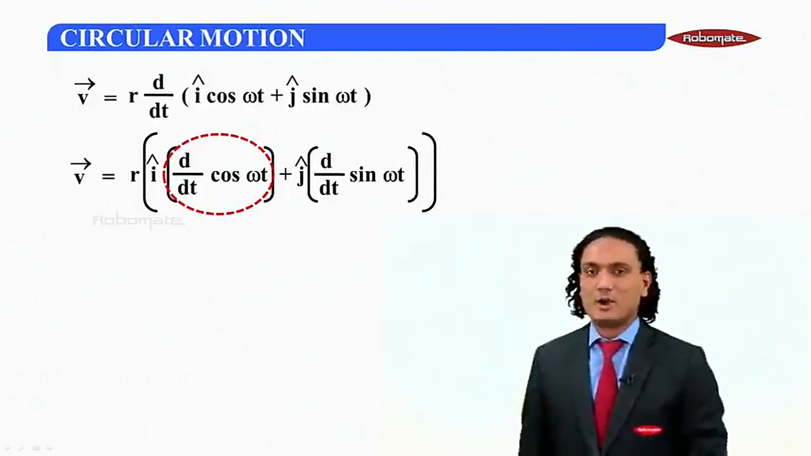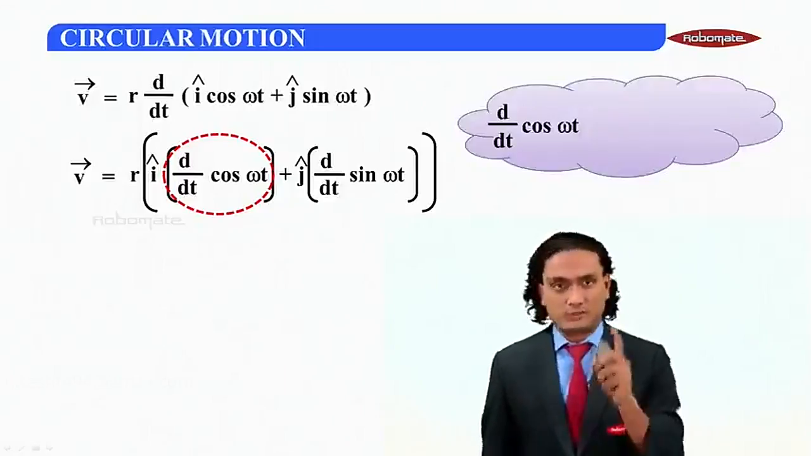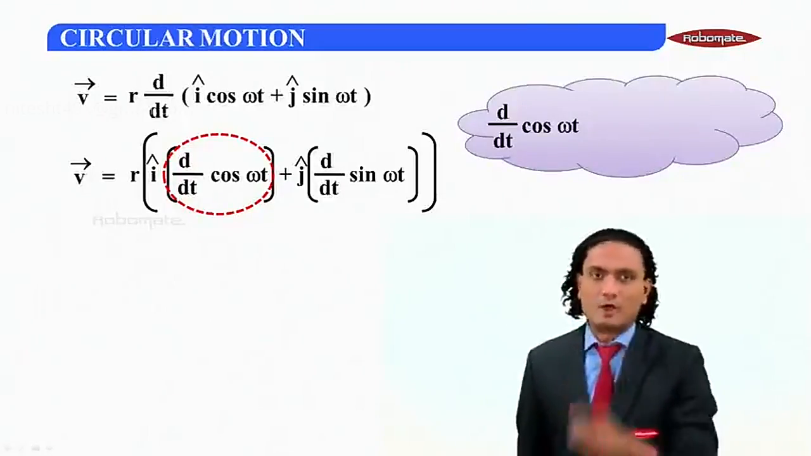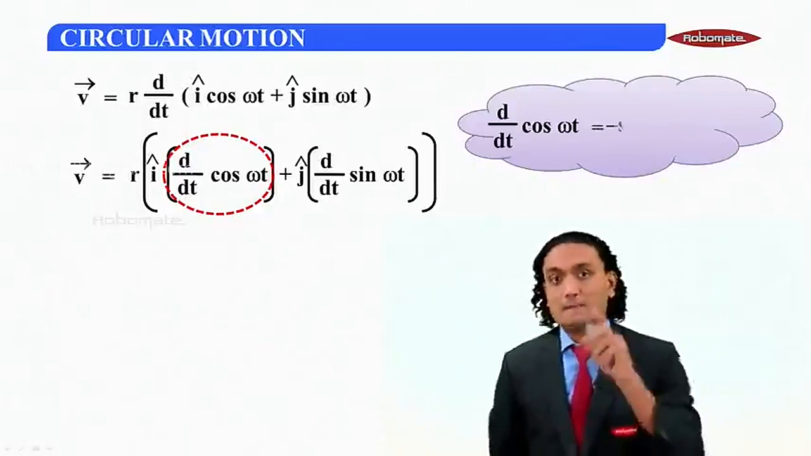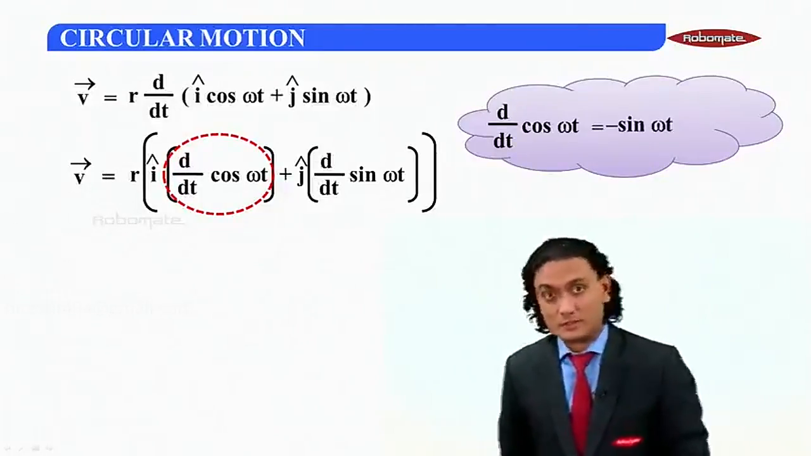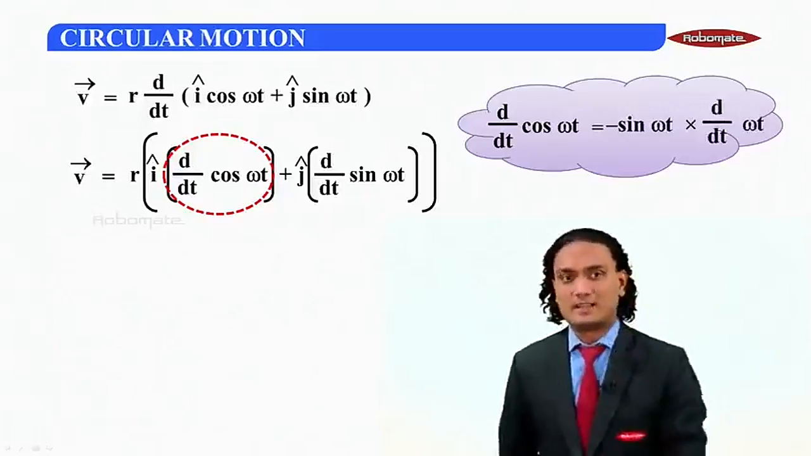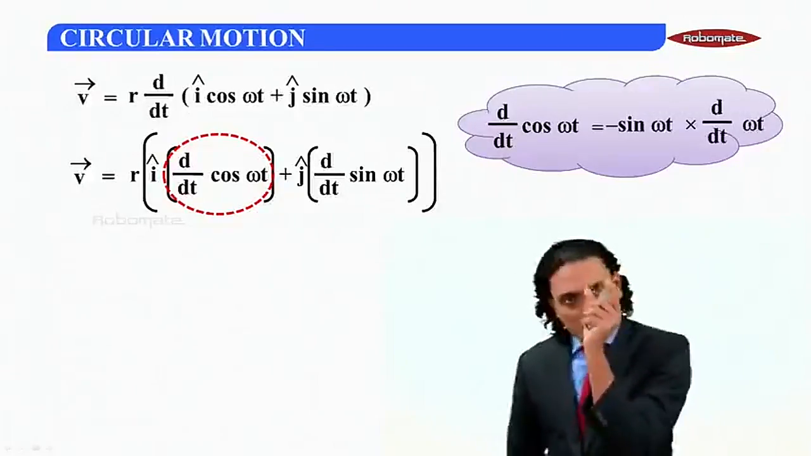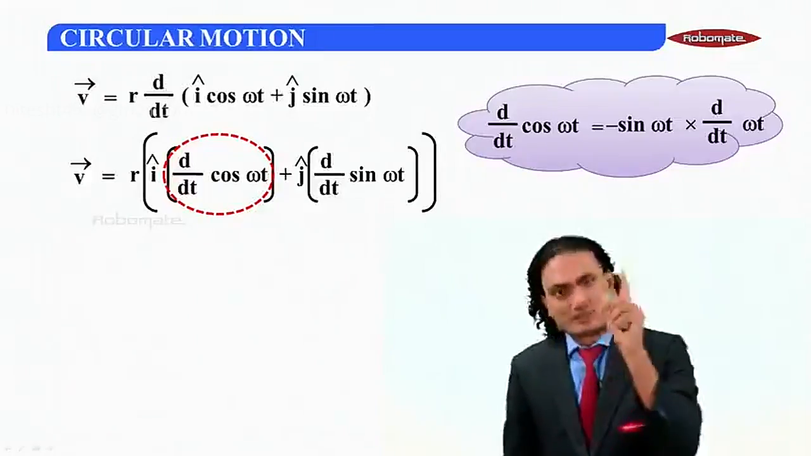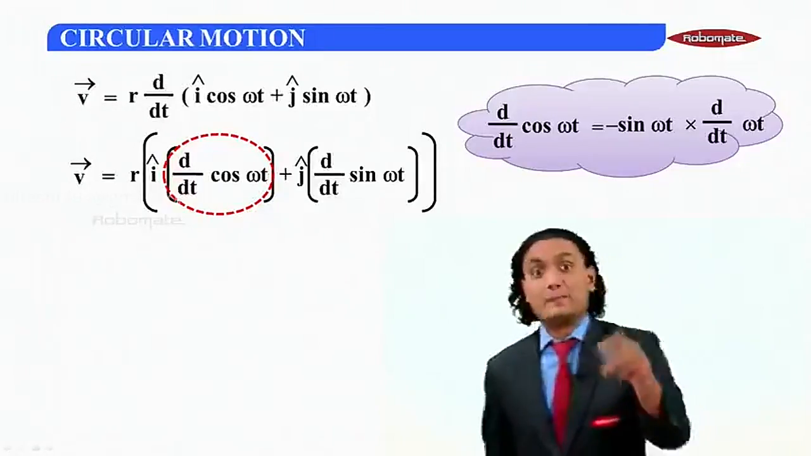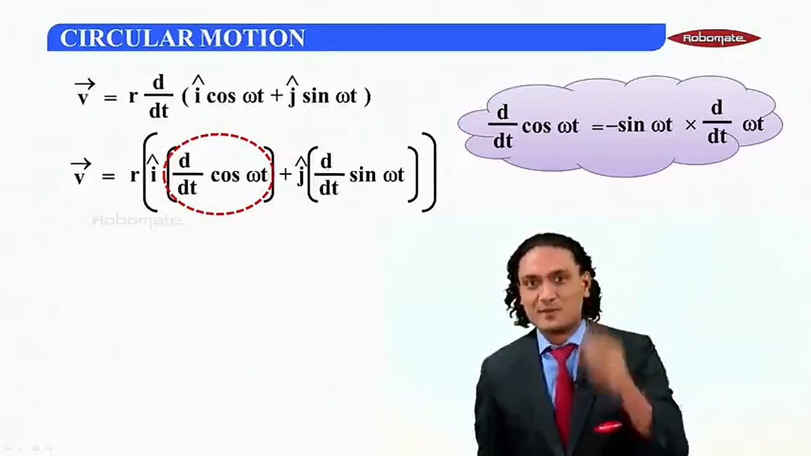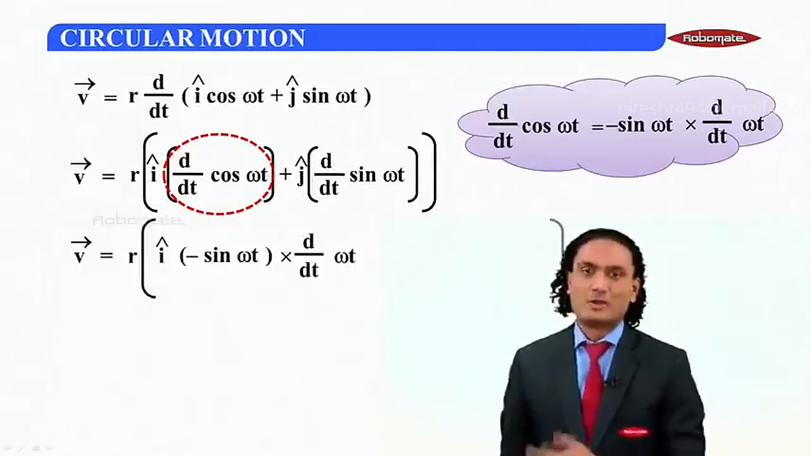So d by dt of cos omega t. How will you differentiate this? First, you differentiate cos omega t, so d by dt of cos omega t is nothing but minus sin omega t into d by dt of omega t. Function in a function. You have to differentiate omega t also. Now you remember the chain rule. Fine, so I will write it over there.